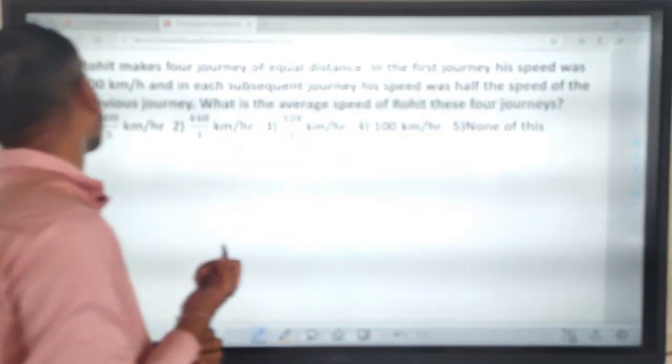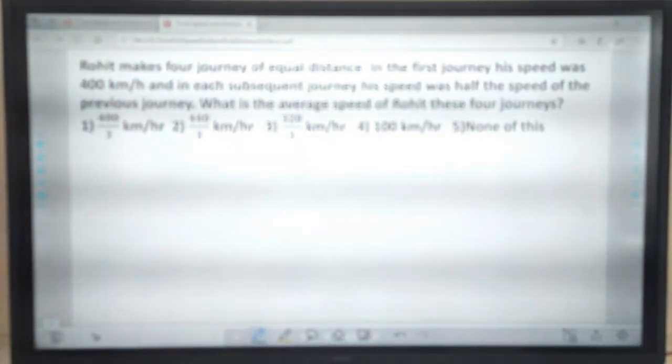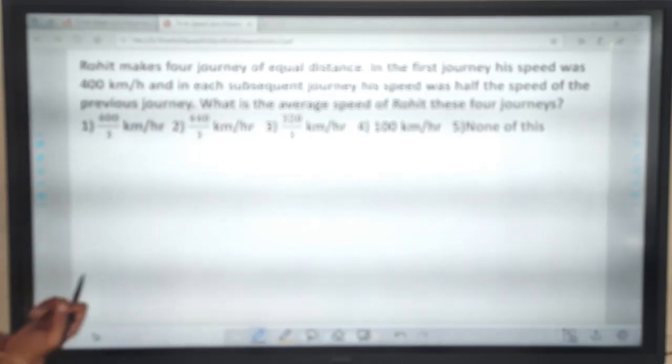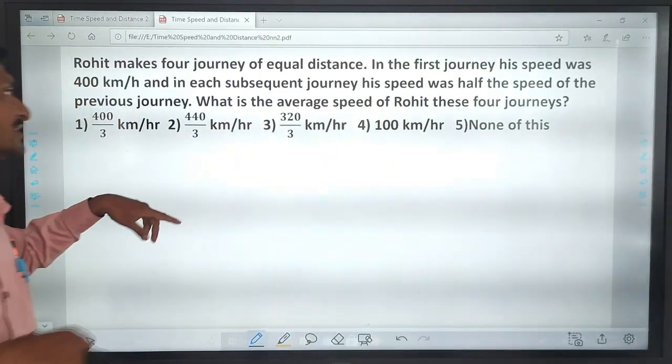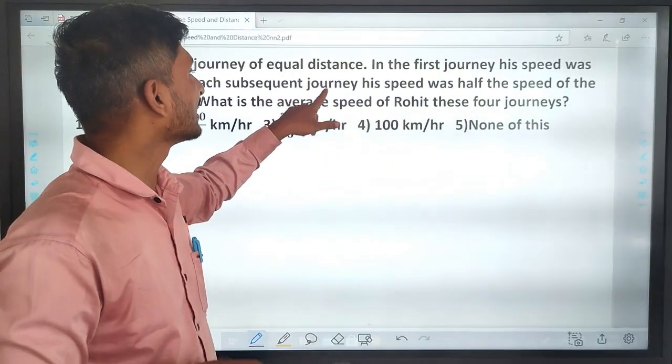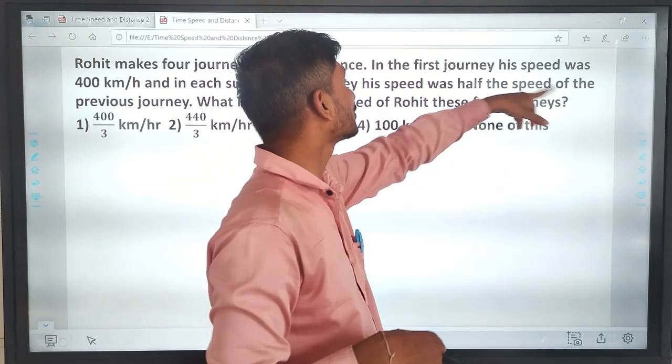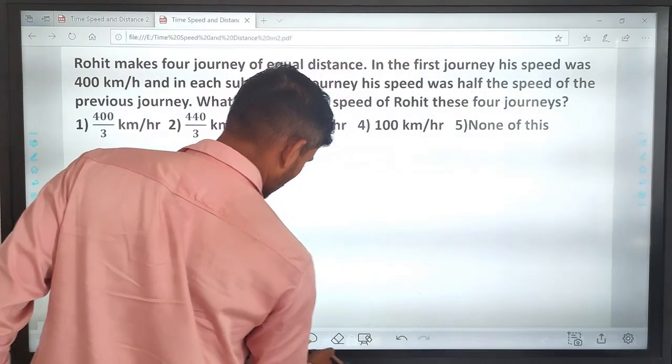Rohit makes 4 journeys of equal distance. If in the first journey his speed was 400 km per hour, in each subsequent journey his speed was half the speed of the previous journey. What is the average speed of Rohit over these 4 journeys?